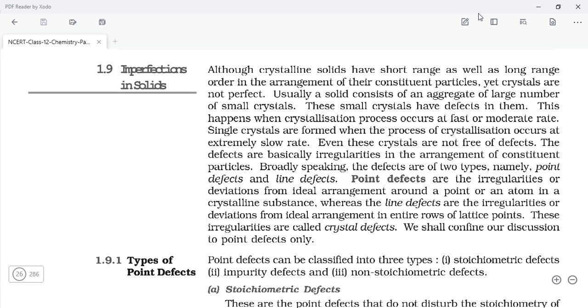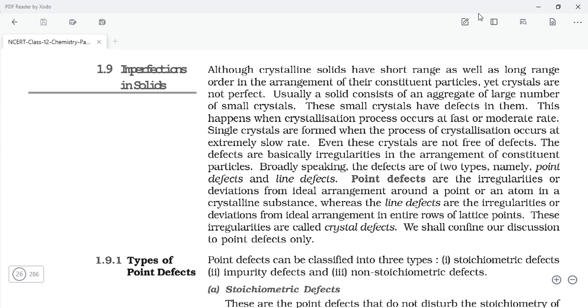Broadly speaking, the defects are of two types, namely point defects and line defects. Point defects are the irregularities or deviations from ideal arrangement around a point or an atom in a crystalline substance, whereas line defects are the irregularities or deviations from ideal arrangement in entire rows of lattice points. These irregularities are called crystal defects, and we will confine our discussion to defects only.